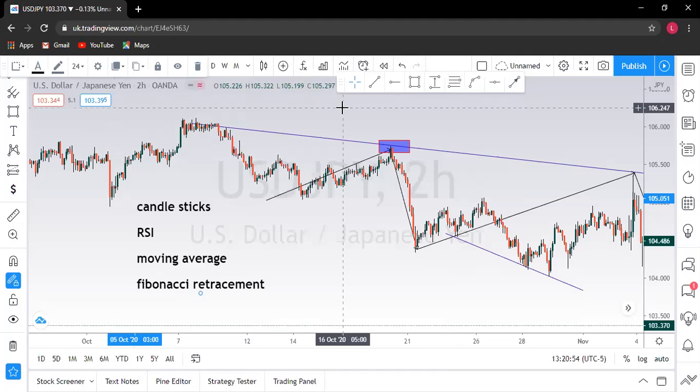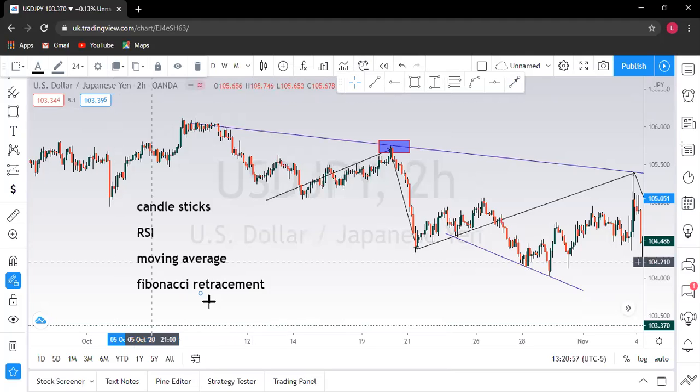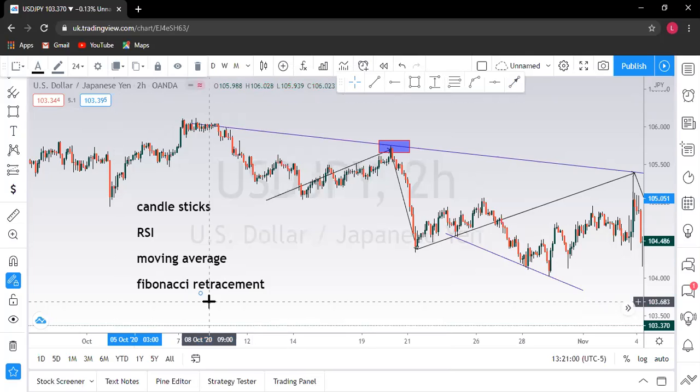So now I'm going to share with you the book with which you are going to read about those candlesticks. You understand? So now I'll be explaining RSI, moving average, and Fibonacci retracement for the purpose of this class.